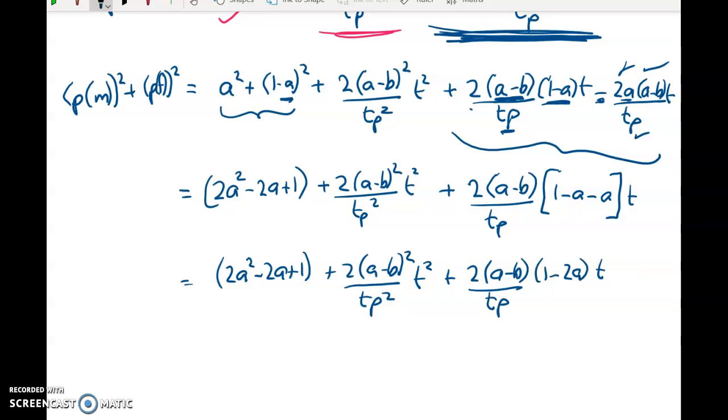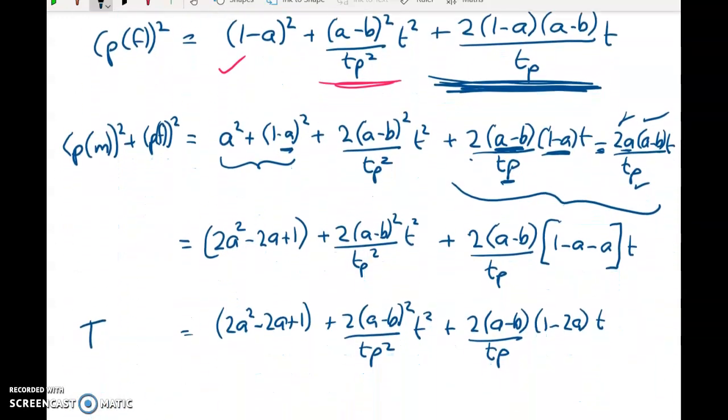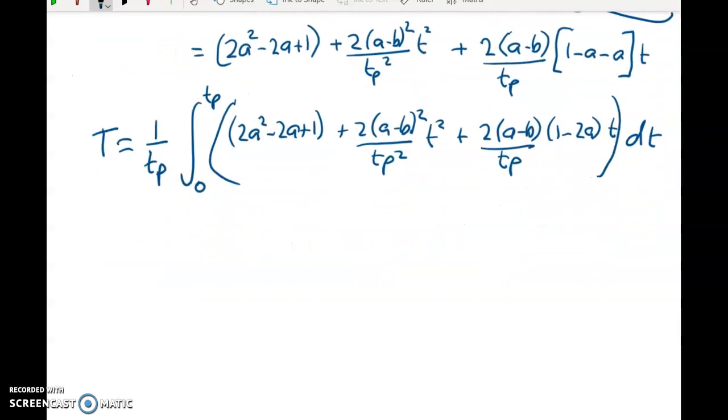So that gives me that t. So t is going to equal the integral of 1 over TP times all of that. Oh, where's my cursor gone? Hang on. Oops, wrong one. Okay, so t is going to give me this: 1 over TP times the integral, evaluated at TP and 0, of all of that with respect to t.